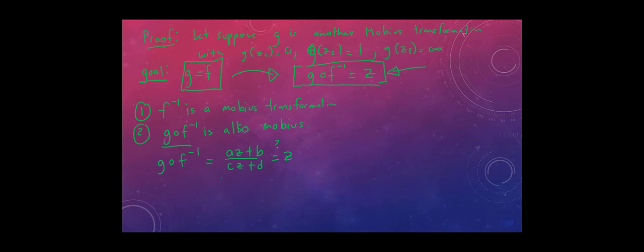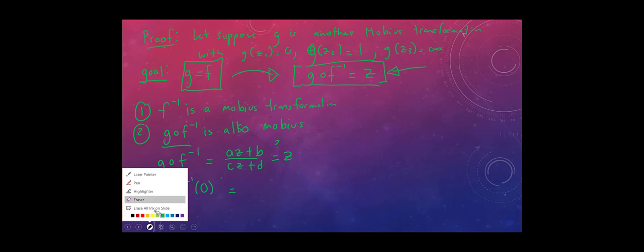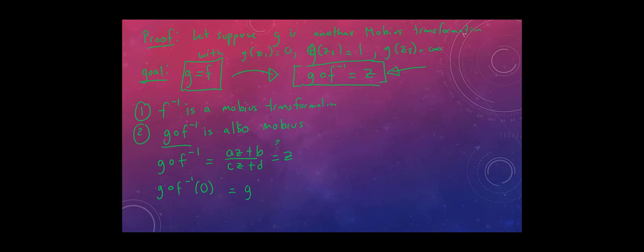All right, so how do we show this? Well, we're going to actually just plug in our given information. So what happens if I plug 0 into this? Well, if I plug 0 into this composition, what do we get? We get G of F inverse of 0. Oops, I just wrote the same exact thing. I meant to write it like this. G of, there we go, F inverse of 0.